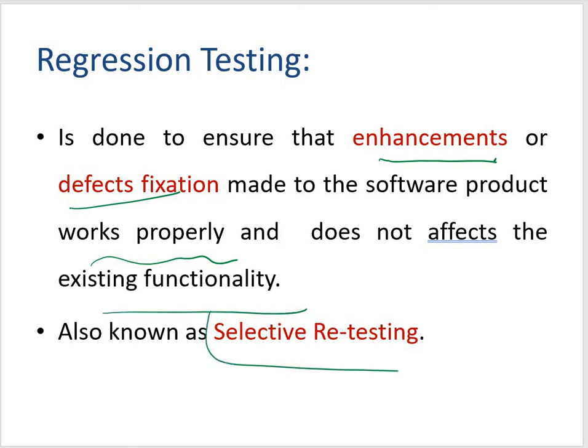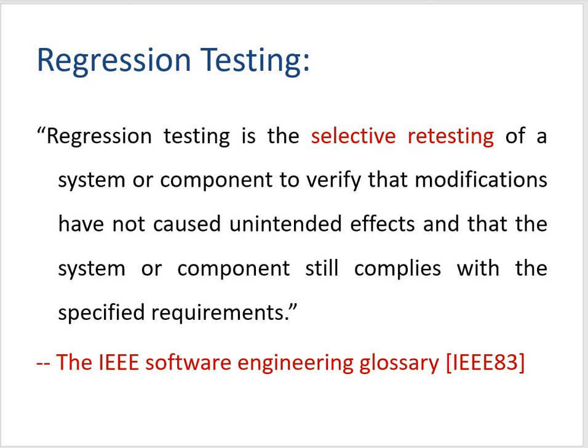So this can also be called selective retesting, right? Because everything will be the same as the previous version unless some major new functionality has been added. Even if major new functionality has been added, the test cases and test data we fire will be from the previous set of test dumps available with us. I took this definition from the IEEE Software Engineering Glossary, IEEE 83: regression testing is the selective retesting of the system or components in order to verify that modifications have not caused any unintended effects and that the system or component still complies with the specified requirements.